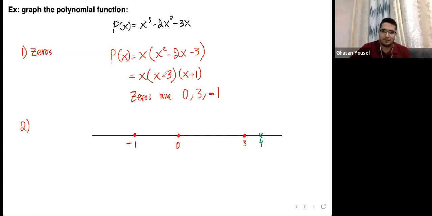Plug in the 4. So B of 4. The 4 is positive, so we get 4 positive times 4 minus 3, which is 1, so it's positive. 4 plus 1 is 5, so it's positive. So positive times positive times positive will give me what? Positive.